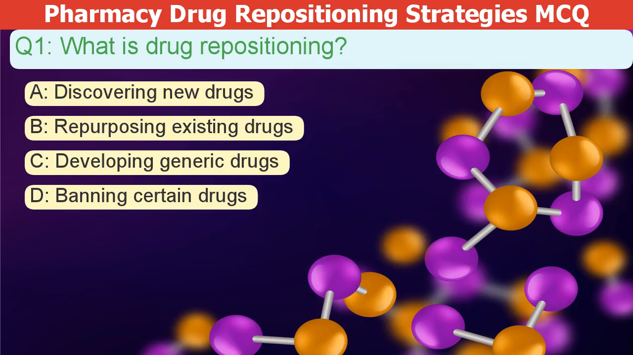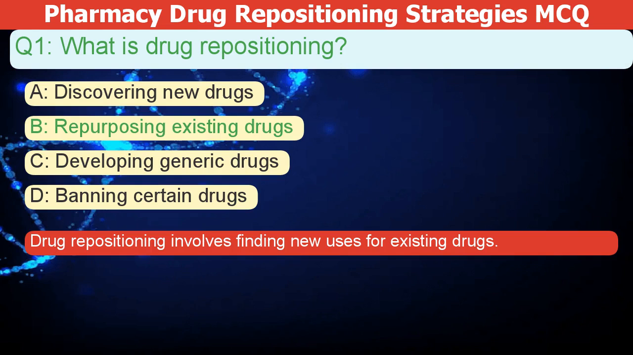What is drug repositioning? A. Discovering new drugs. B. Repurposing existing drugs. C. Developing generic drugs. D. Banning certain drugs. The correct answer is B. Drug repositioning involves finding new uses for existing drugs.